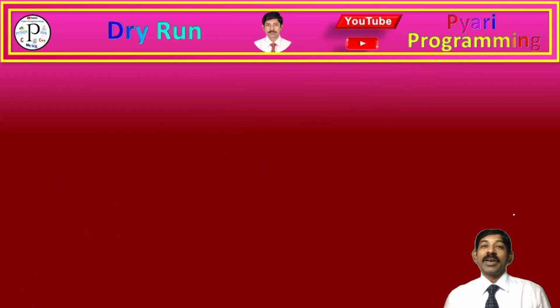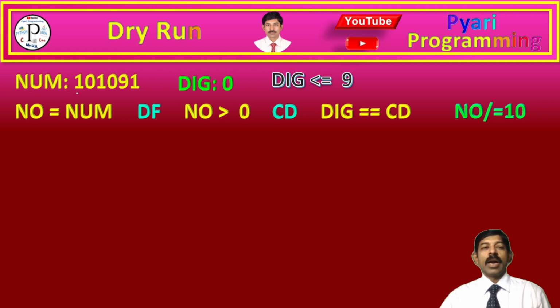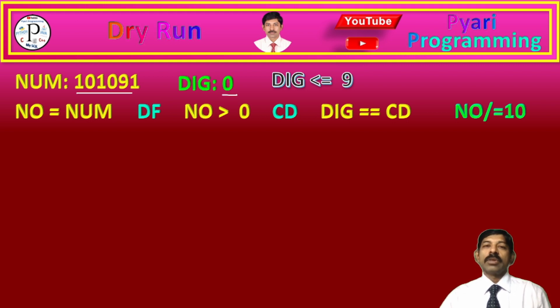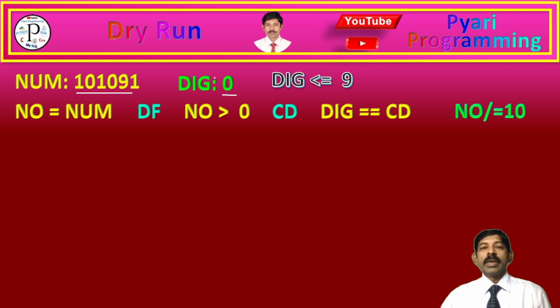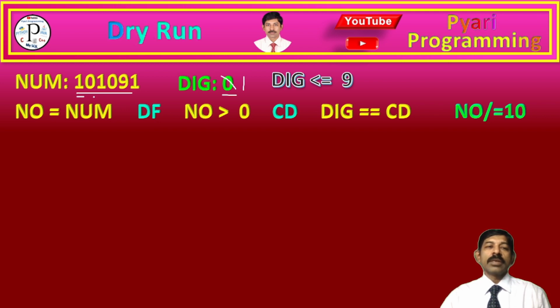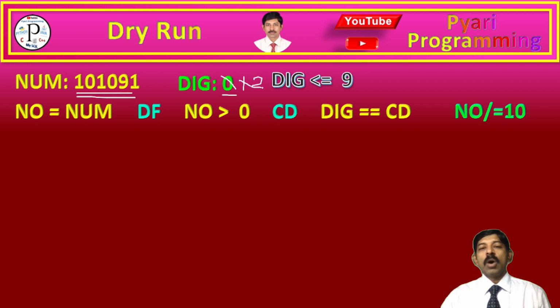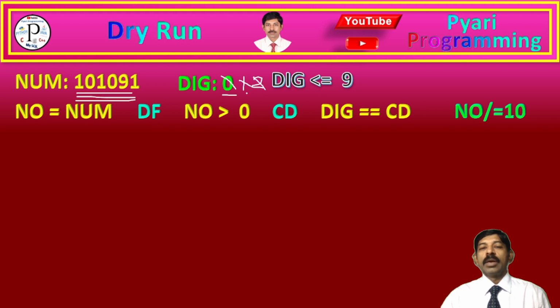Now it's time to check the dry run, which is most vital to understand. So here I am specifying that user has entered this number. Initially I am taking dig as 0. That means I want to find out how many times the 0 is available in this. Next time I will make this one 1, and I will check how many times 1 is available in this. Next time I will make it 2 and check how many times 2 is available. Next time I will make it 3.